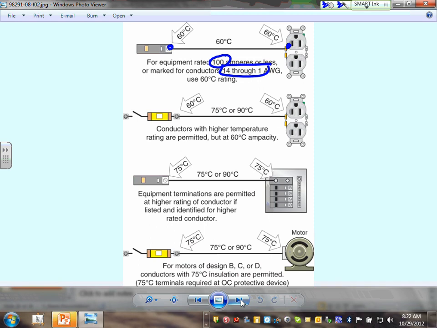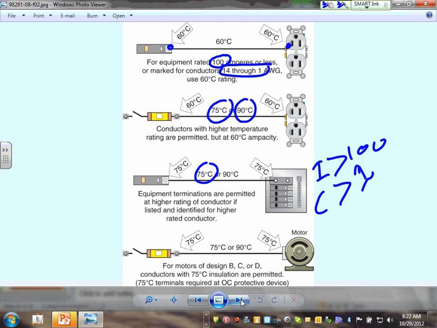Look at the second one. If conductors with higher temperature, can I use these two conductors between them? Between 60, 60, yes, but you take the amps based on what? The 60, like you guys have done with me. Okay, if the amps are more than 100 or the conductor is more than number 1, then you can use the 75 because the default is 75.